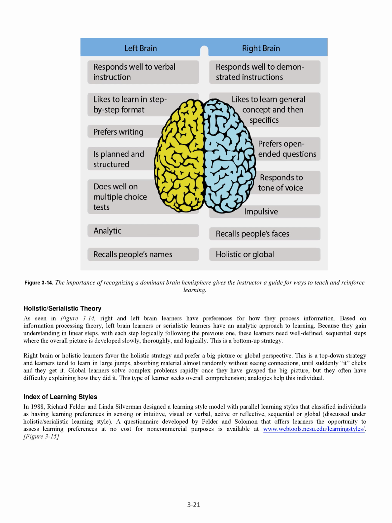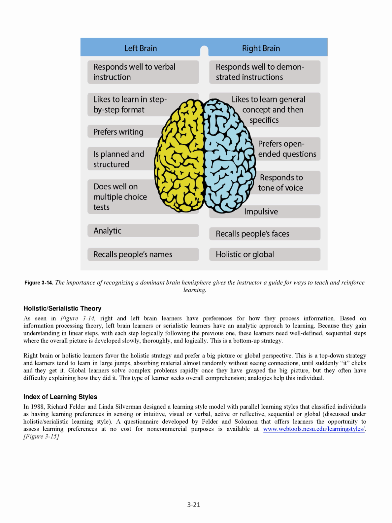Holistic/serialistic theory is seen in Figure 3-14. Right and left brain learners have preferences for how they process information. Based on information processing theory, left brain learners or serialistic learners have an analytic approach to learning. Because they gain understanding in linear steps, with each step logically following the previous one, these learners need well-defined, sequential steps where the overall picture is developed slowly, thoroughly, and logically. This is a bottom-up strategy.